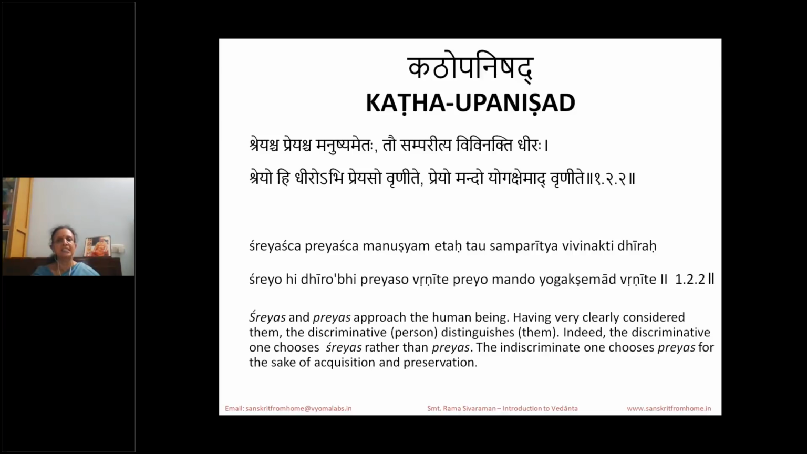And the Kathopanishad says, Shreyasya Preyasya Manushya Tau Samparitya Vivinakti Dhiraha Shreyo hi dhiro vi preyaso vinite preyo mando yogakshema vinite. The context is that Yamadharmaraja is speaking to a 9-year-old Nachiketas, right? And Nachiketa had so much wisdom in him that he could actually choose the correct boon. In that context, Yama is telling Nachiketa that both Shreyas and Preyas approach the human being, and the discriminative person, having very clearly considered both of them, chooses Shreyas over Preyas.